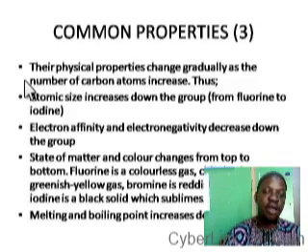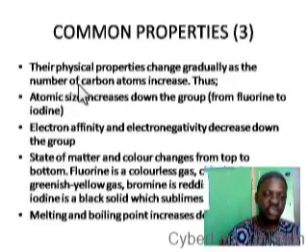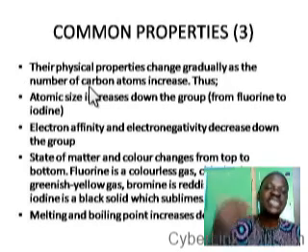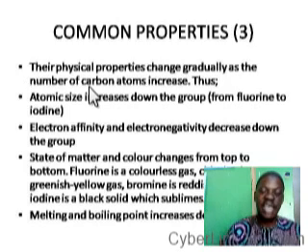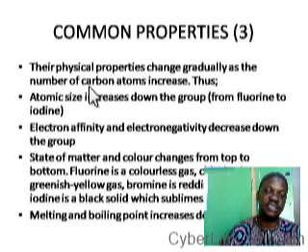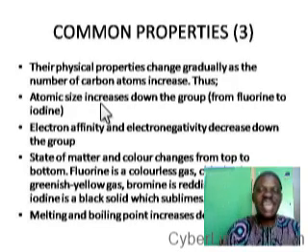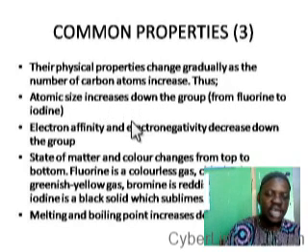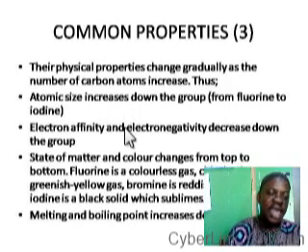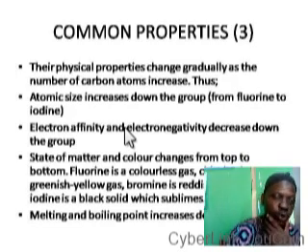In terms of their states, fluorine is gaseous, chlorine is gaseous, bromine is liquid, while iodine is solid. The physical properties change gradually as the size of the molecule increases. Now, the atomic size increases down the group, just like any group of elements, from fluorine to iodine. Electron affinity decreases down the group. Electronegativity decreases down the group. So it means as we go down the group, the reactivity will also decrease.